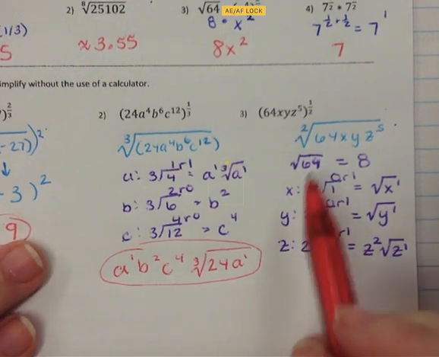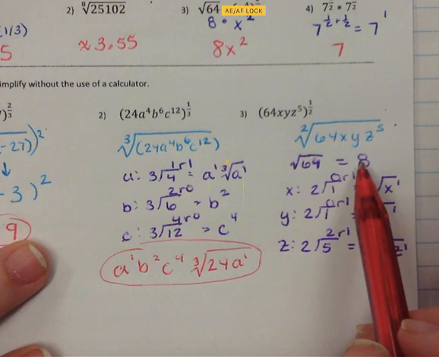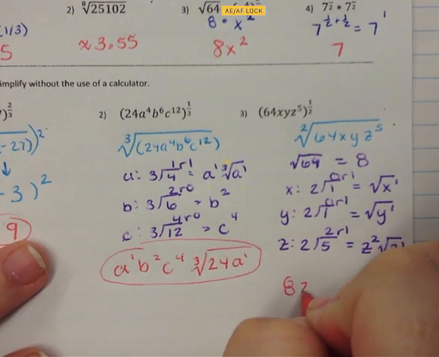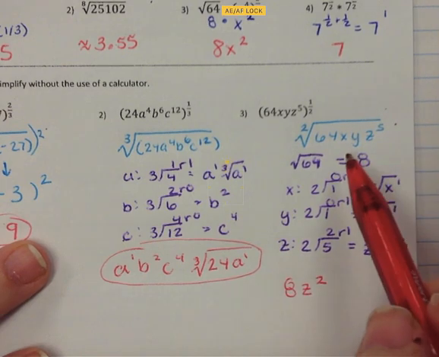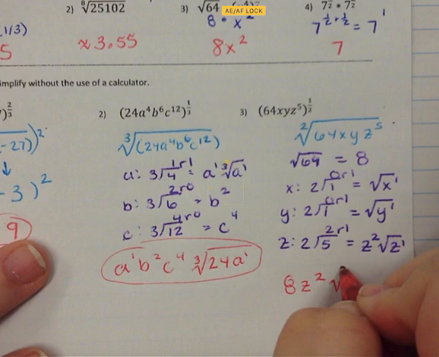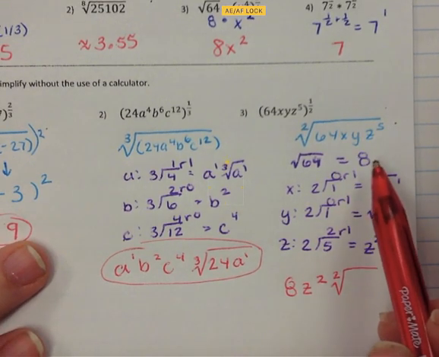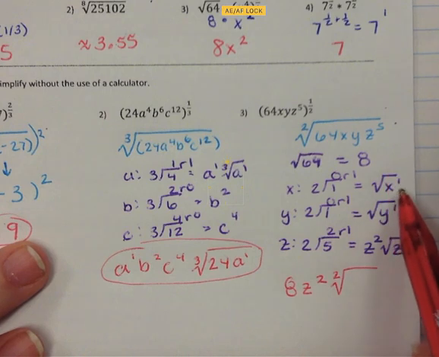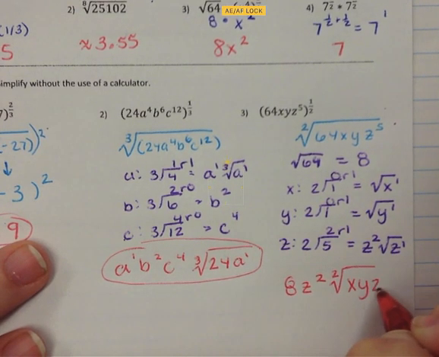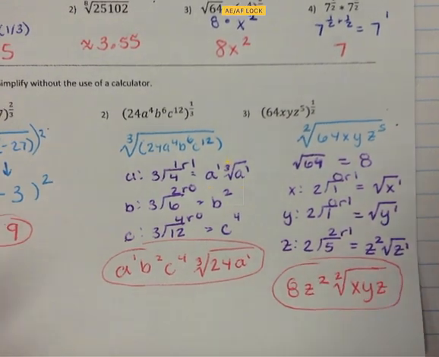So our final answer has all 4 parts to it. Our coefficients are 8 and z squared. We still have radicals left over, so our index is still a square root. And then all of our radicands: x to the first, y to the first, z to the first. So x, y, z. Those are all of our radicands.